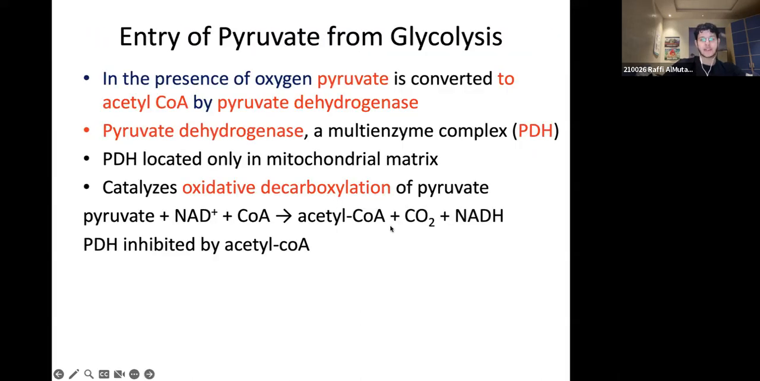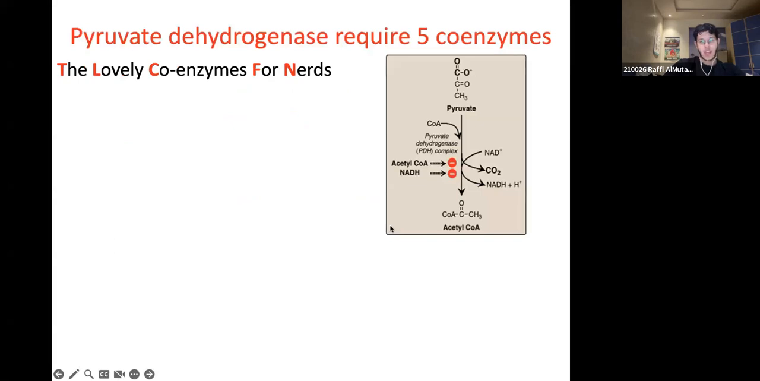And as we said before, this happens in the presence of oxygen. Now, the thing is, we have these coenzymes called the lovely coenzymes for nerds. And as a side note, one of the things I love about Dr. Hannah's lectures is that she puts mnemonics. And this is a mnemonic I remember up until this day. This is like, what, 3-4 years ago? Till this day, I remember the lovely coenzymes for nerds.